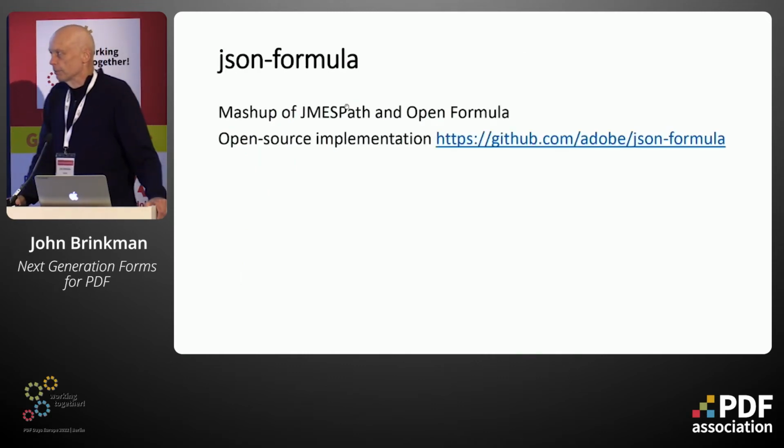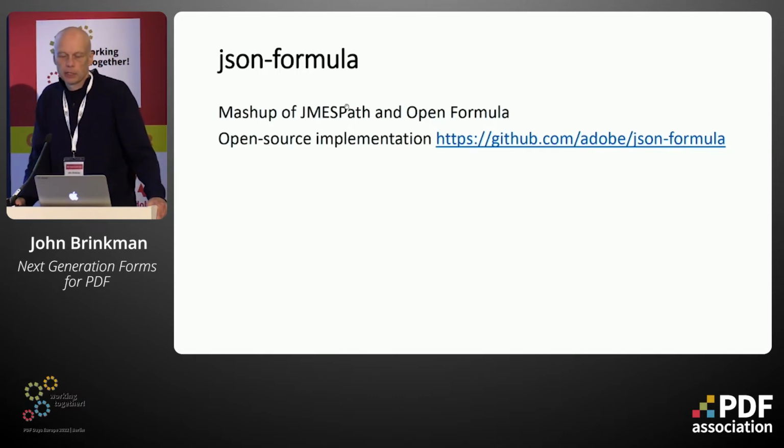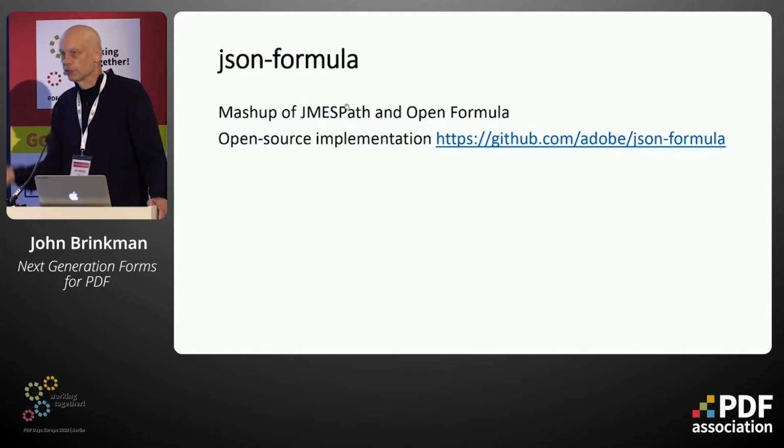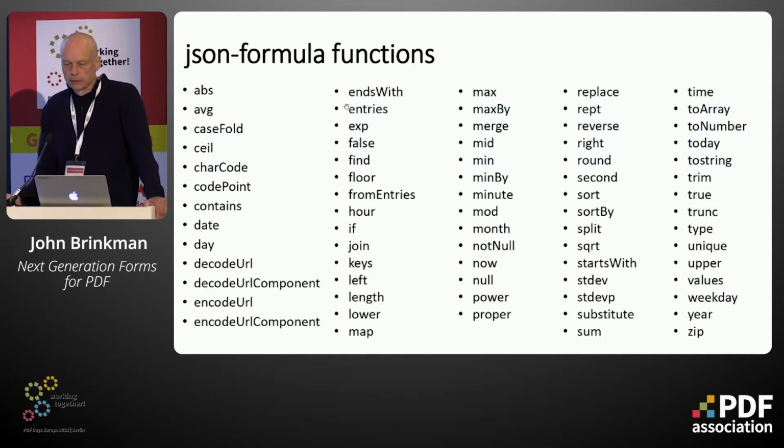So we've come up with something we're calling json-formula. It's a mashup of those two grammars. And to get things started, we have an open source implementation of it available in JavaScript that's under development. But if you go there, on the README page, there's actually a link where you can go to GitHub Pages and actually try it out. Documentation is a little light right now, but it's coming. Tons of functions available that would look familiar to all of your spreadsheet authors.